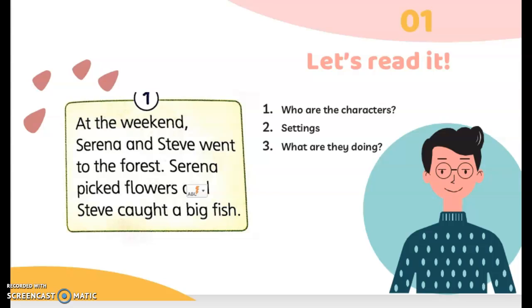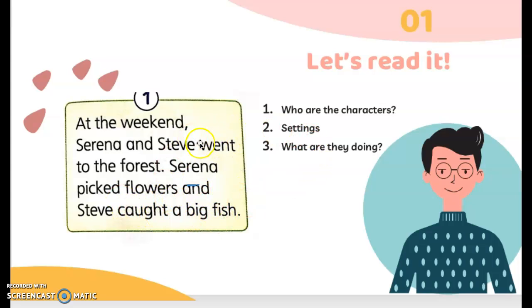Now we are going to look at the 3 sentences given to us and match them to the correct picture. The first one: at the weekend, Serena and Steve went to the forest. Serena picked flowers and Steve caught a big fish.